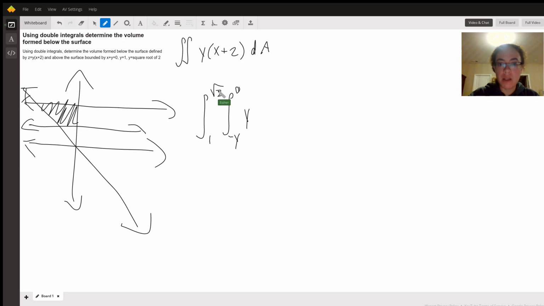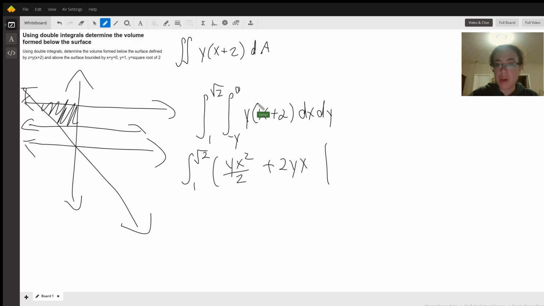And then we have y times (x plus 2). And instead of dA, now we have dx dy. And so if we proceed with our integration now, this gives us the integral from 1 to square root 2, times, we're integrating just with respect to x. So this gives us y x squared over 2, just using our power rule, plus 2yx, evaluated from 0 to minus y, dy.